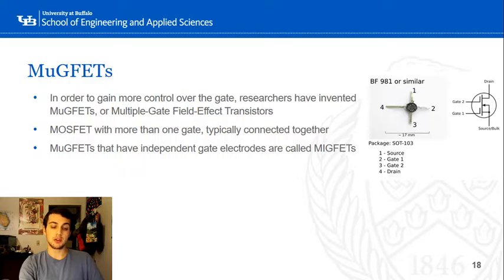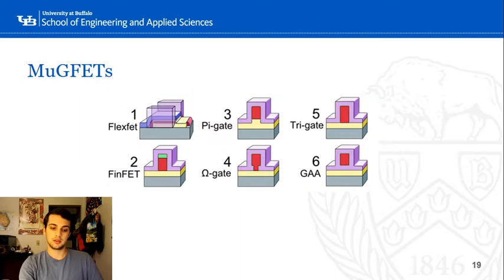So in order to gain more control over the gate, researchers have invented MUFETs, or multiple gate field effect transistors. These MUFETs are a type of MOSFET that has more than one gate in a single device. Typically these multiple gates are connected, so they act as one single gate. And MUFETs that have independent gate electrodes are called MIGFETs, or multiple independent gate field effect transistors. While there are dozens of different types of multi-gate transistors, the most common are planar double-gate transistors, FlexFETs, FinFETs, and gate-all-around FETs.